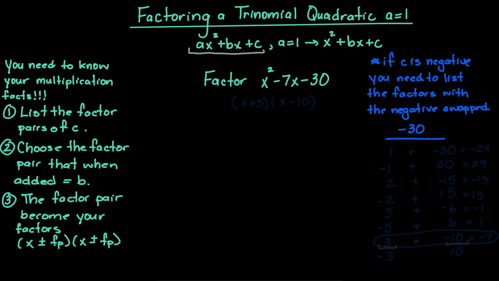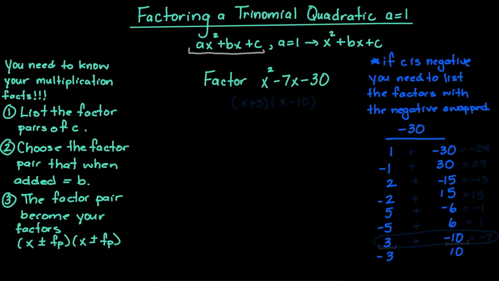-30 is our C. So we can have 1 and -30 because only one can be negative if when we multiply them, they equal a negative number. But that means -1 and 30 are also a possibility. 2 and -15, but also -2 and 15. 5 and -6, but also -5 and 6. 3 and -10, and also -3 and 10.